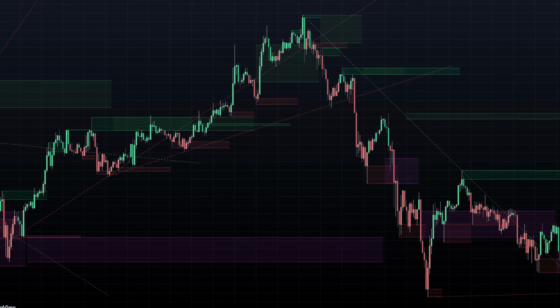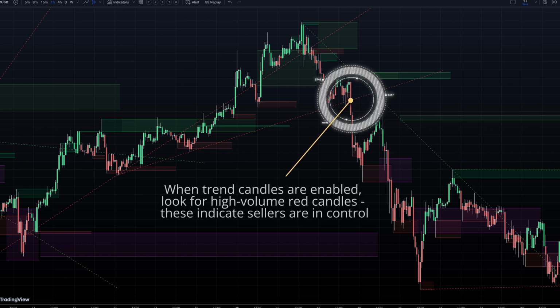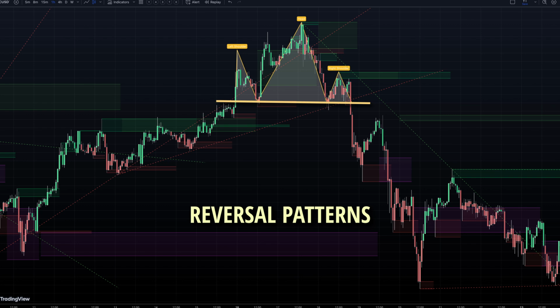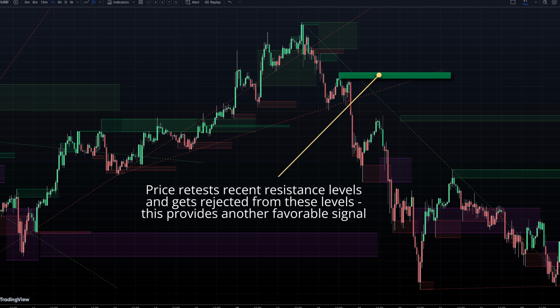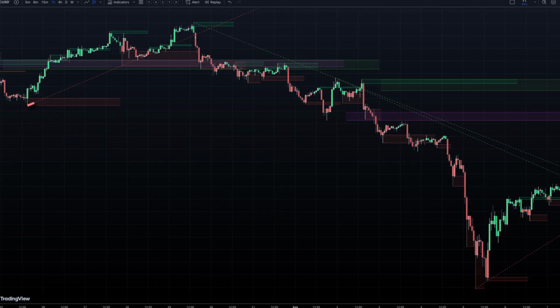If you have trend candles enabled, watch for red bearish high volume candles, signaling seller control. Classic reversal patterns like head and shoulders can add another layer of confluence. Notice how price often retests recent resistance levels and gets rejected, another favorable signal. After the initial breakout, look for entries on pullbacks.